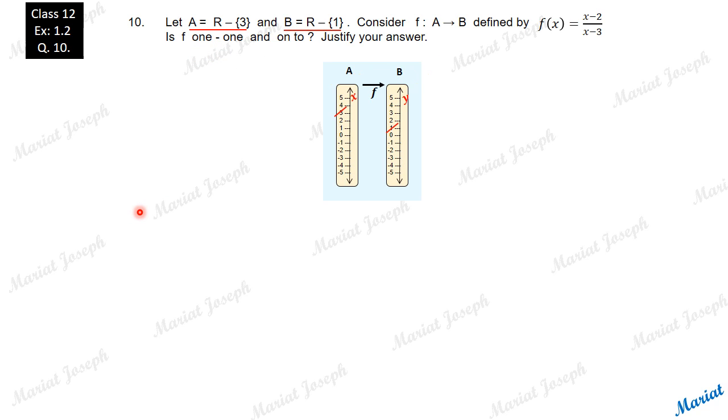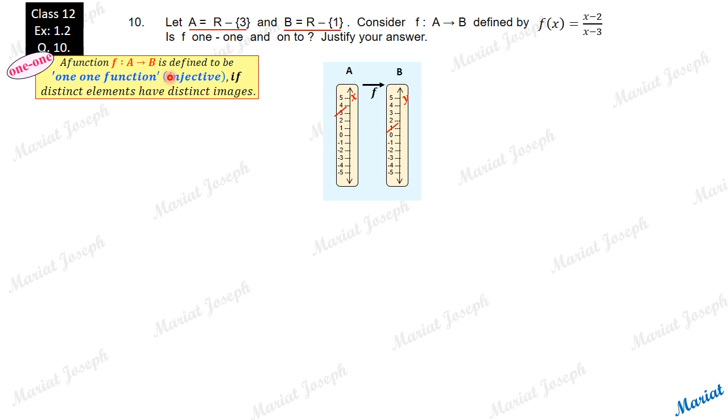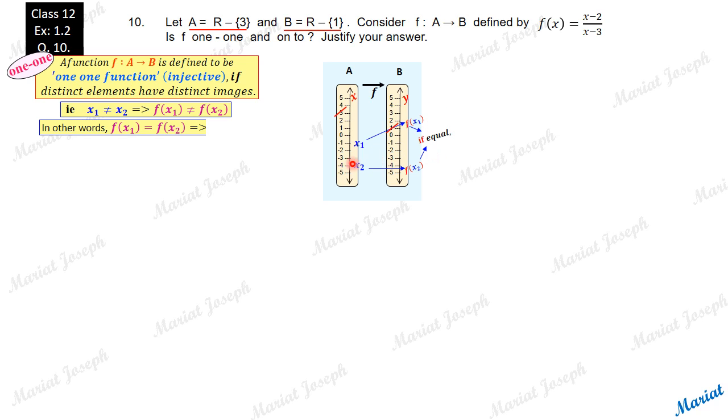What is a one-one function? A function f defined from set A to set B is called a one-one function or injective function if distinct elements have distinct images. That means if there are two elements which are unequal, then their images should also be unequal under this rule. That is, x1 not equal to x2 should imply f of x1 not equal to f of x2. In other words, in case the images happen to be equal, then the pre-images should also be equal. That means whenever f of x1 and f of x2 are equal, it should imply that x1 and x2 are also equal. These are two interpretations of the definition of one-one function.